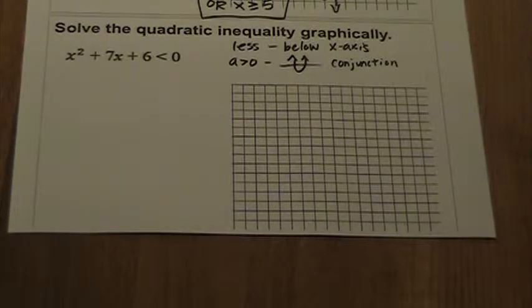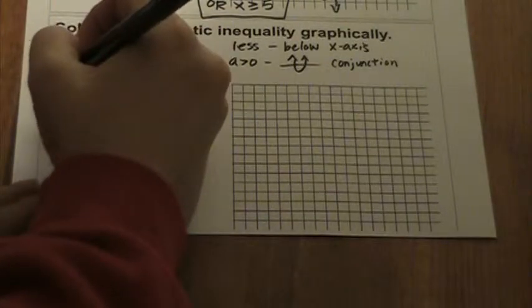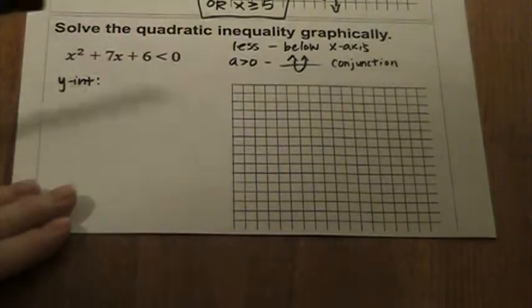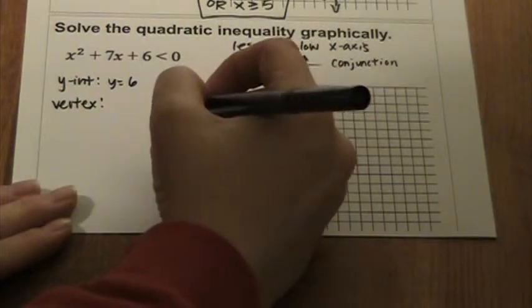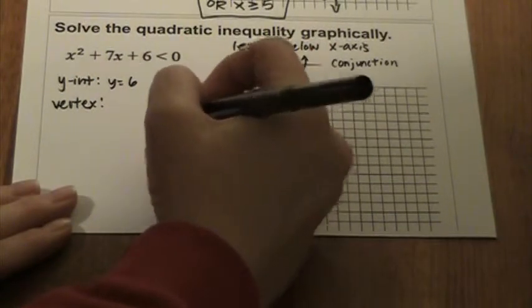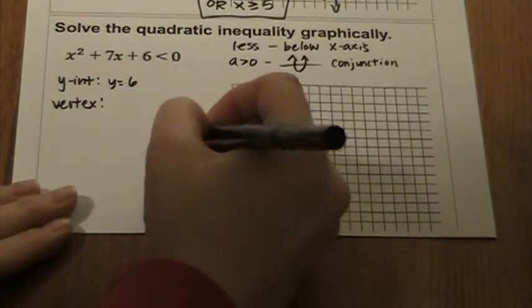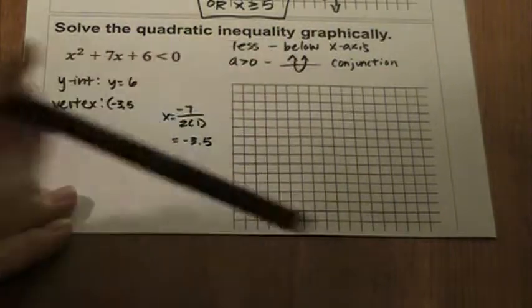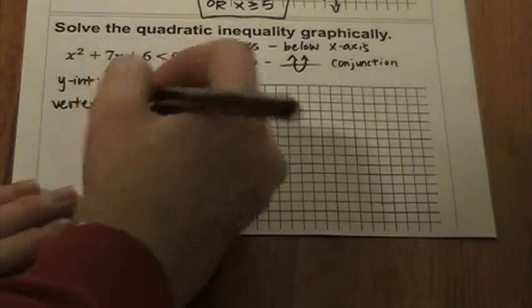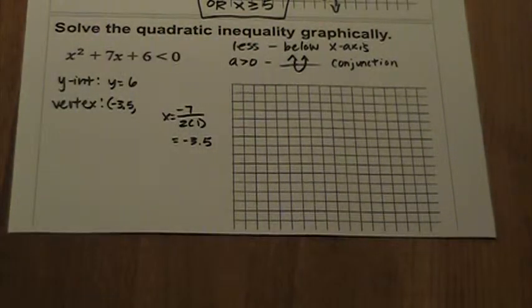Alright, so once we have that established, we can move on to graphing the parabola. First I'm going to write the y-intercept. It's the c value if your expression is in standard form. So that would be y equals 6. The next thing I'm going to find is the vertex. To find the x value, you do the opposite of b over 2a. And that's a decimal. It would be negative 3.5. Because we're working with a graph, and because this is a terminating decimal, I'm going to write it as negative 3.5. Normally you'd leave it as a fraction, negative 7 over 2.